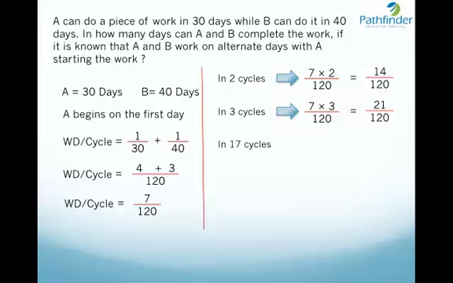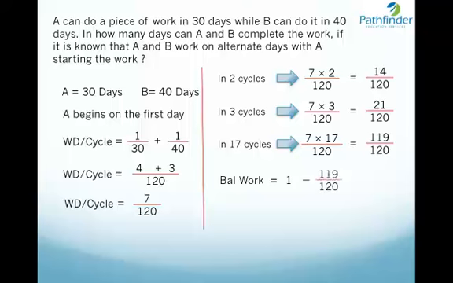We can count this till the 17th cycle, and at the end of the 17th cycle, 7 into 17 divided by 120, that is equal to 119 upon 120th fraction of the work. After the 17th cycle, we cannot complete one more cycle because only 1 by 120th fraction of the work is left. What is the balance work?